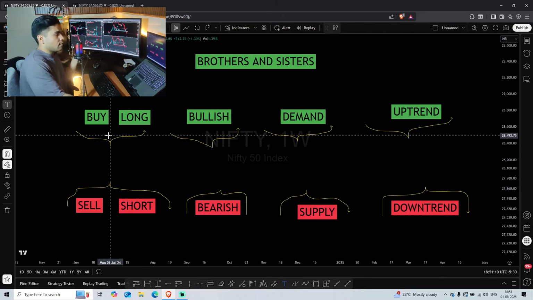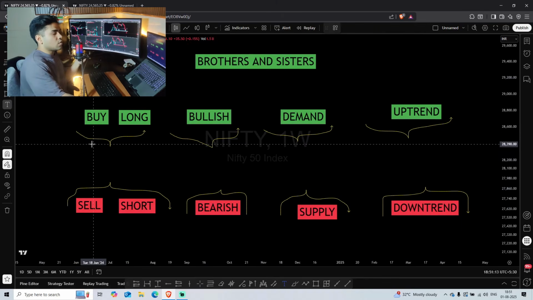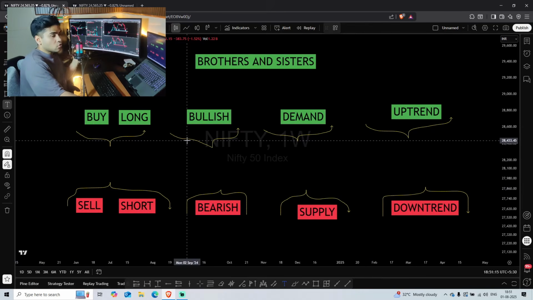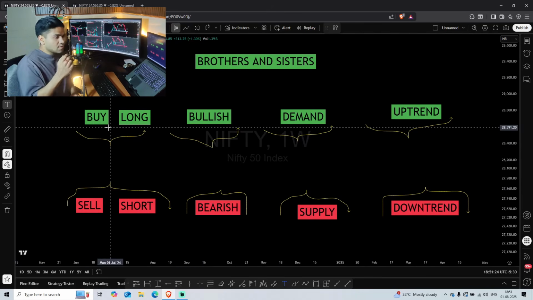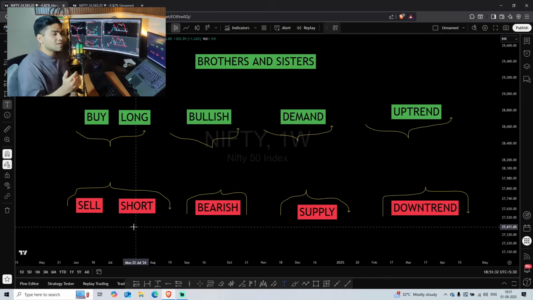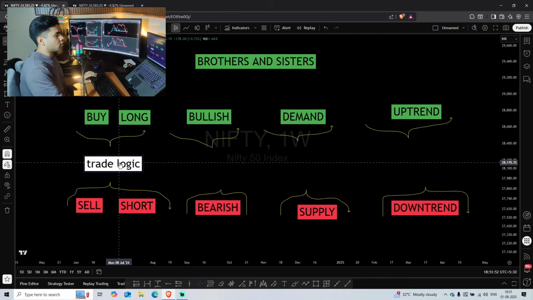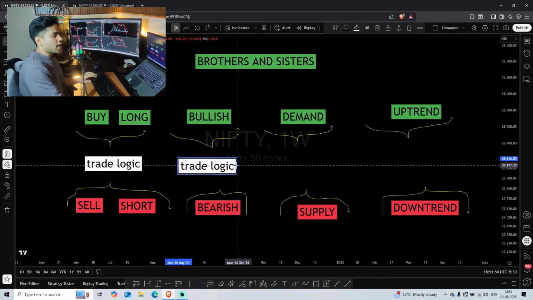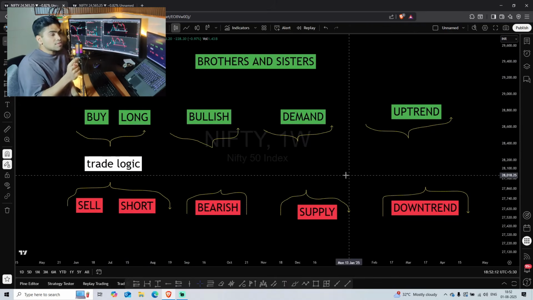Whenever someone says that they are going to buy something, or they are going to go long on that instrument, that means their setup is triggering an upside movement, so they are playing for the upside. Similarly, if they say they are going short or selling a stock or an instrument, they are focusing on the downside. That's the trade logic. Bullish and bearish are also terms that tell the sentiment, whether it is a bearish sentiment or a bullish sentiment.